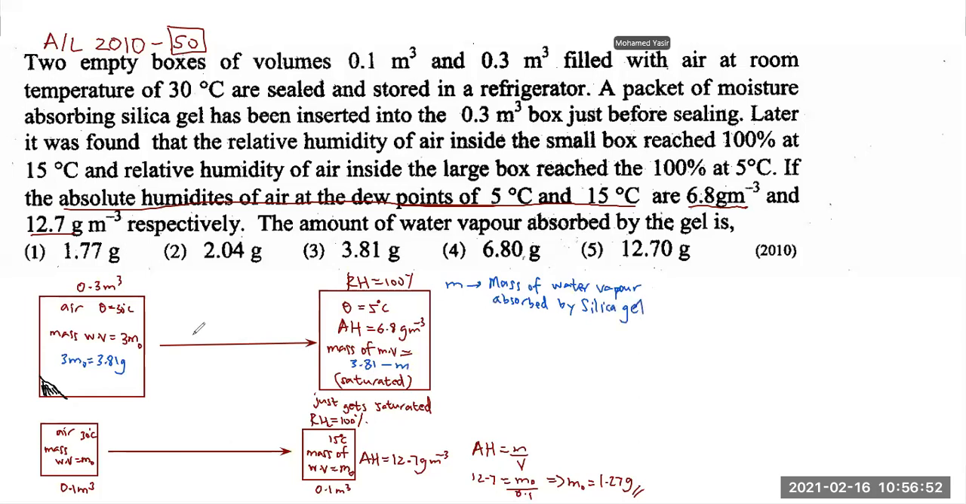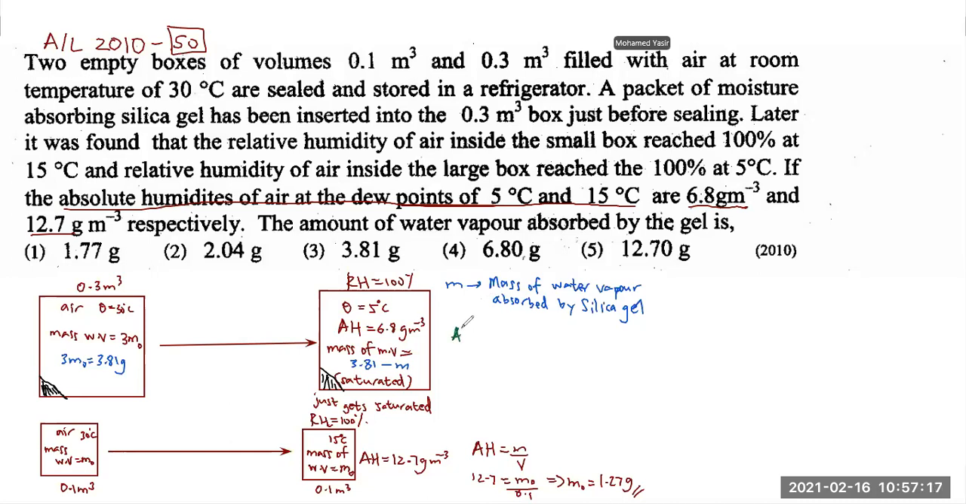Okay. 3m naught will not remain here because there is the silica gel, which would have absorbed a little bit of water vapor. Therefore, some will be absorbed by this. All 3.81 won't be here. Here it was m naught because there was no one to absorb and dew did not form. But here it will not remain at 3m naught. M will be reduced, right? Fine. Then for this, you just apply the absolute humidity equation and then it will be over.